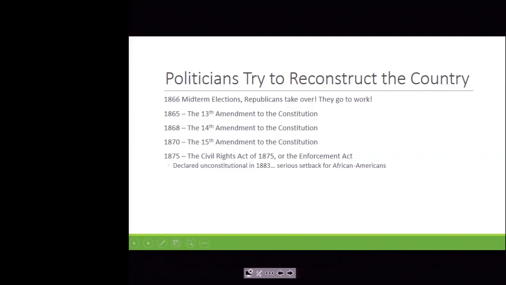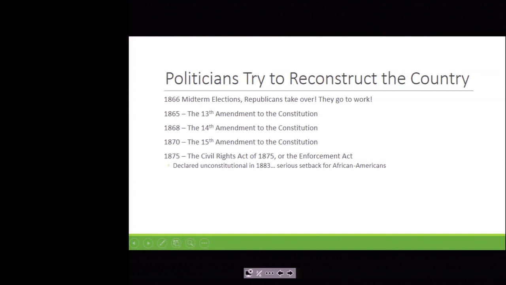Politicians try to reconstruct the country. That's their goal. There were two countries for a while. Now we have to join back together and create one country again. They do this through politics. In 1866 midterm elections, the Republicans win 75% of the House seats, mostly because Southerners can't vote yet because they're not in the country yet. Republicans are the only ones who are left.